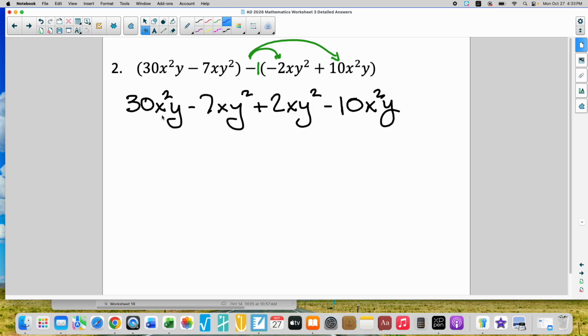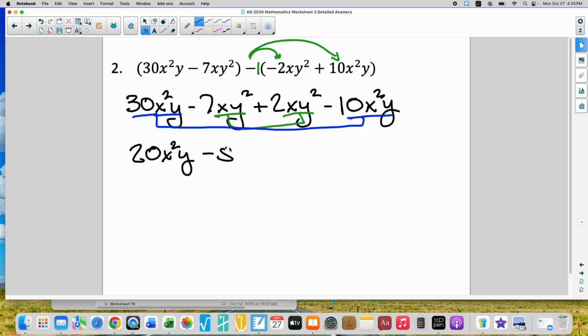Like terms have the same variable to the same exponent, so x squared y, we're going to combine their coefficients. So 30 and -10 make 20x squared y. And now we have xy squared, so we'll combine these. Those got combined. And that gives us -7 plus 2 is -5xy squared.